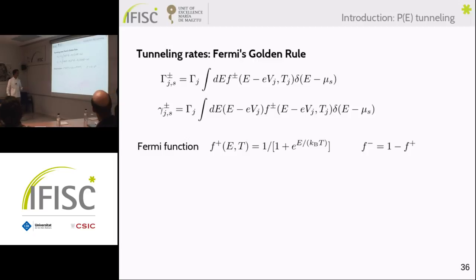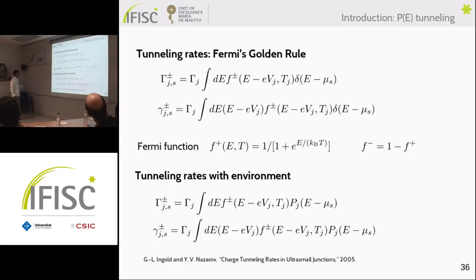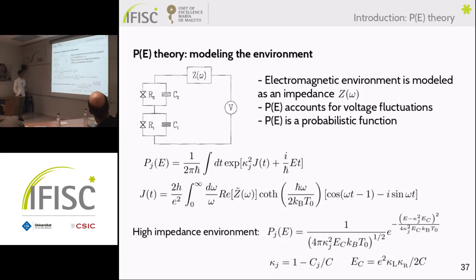But what we want to do is to go a step further, and now these tunneling rates have to take into account that you have an environment. And to take into account this environment, what you do is you add a P of E function, so you change the delta function of the dot for a probability function that takes into account the possibility of emitting and absorbing energy when a transition happens. This P of E function models the environment as an impedance, as we have said before, and it accounts for voltage fluctuations in this type of circuit.